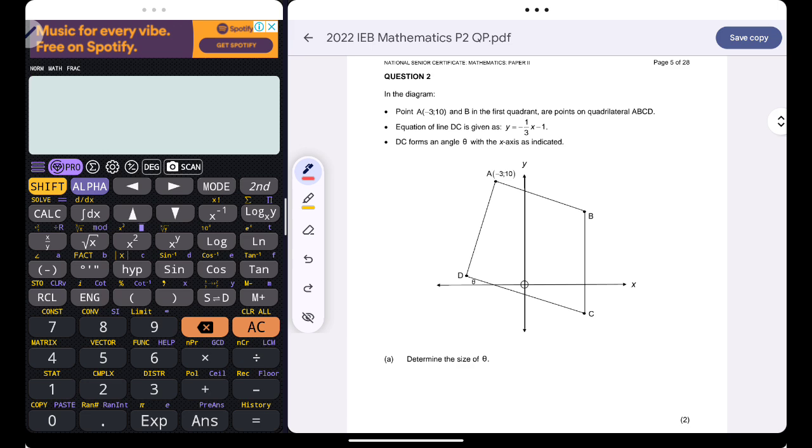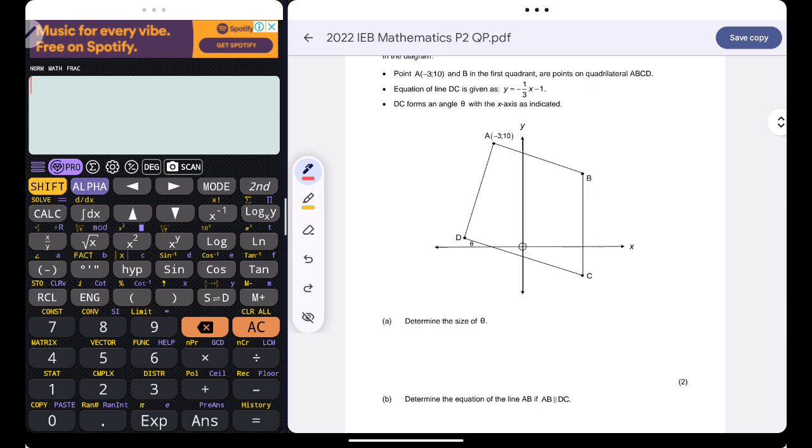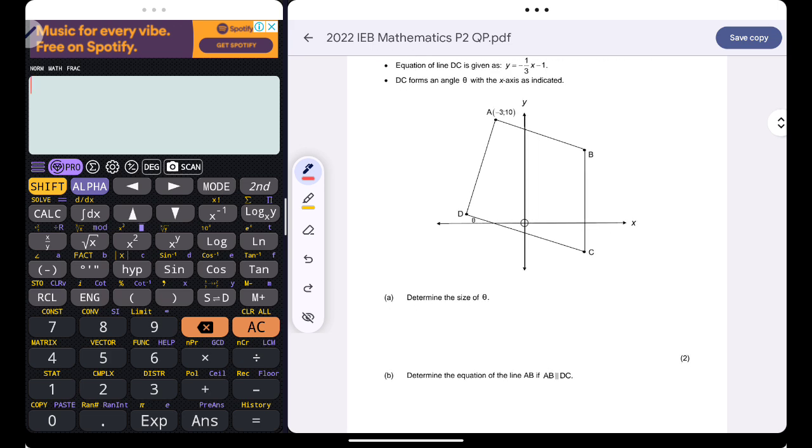This video will be just about question 2, answering questions on analytical geometry. I'm told that in the diagram, points A and B, which are in the first quadrant, are points on the quadrilateral ABCD. The equation of line DC is given to be y = negative 1 over 3x minus 1. DC forms an angle of theta with the x-axis. They want me to calculate the size of theta.